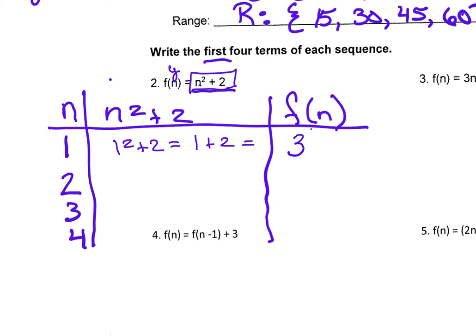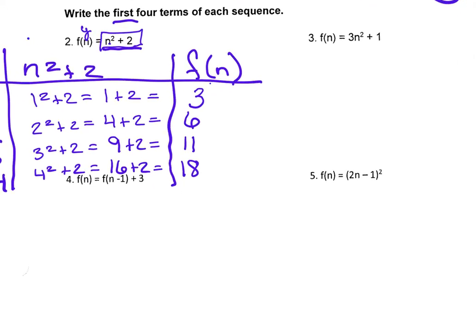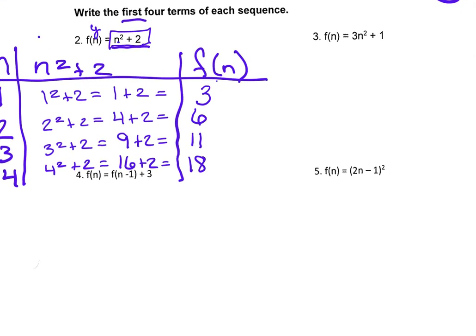Now I'm going to put 2 in for n. 2 squared plus 2 equals 4 plus 2, which equals 6. Then I have 3 squared plus 2, which equals 9 plus 2, which equals 11. And then 4 squared is my last one. I'm just putting it in for n. Plus 2 equals 16 plus 2, which is 18. So my first 4 terms are 3, 6, 11, and 18 from that function.